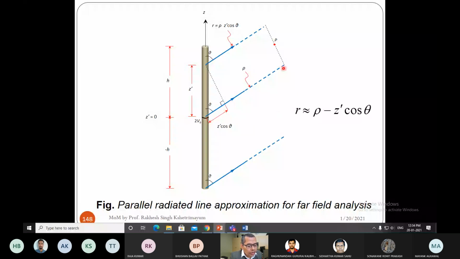So the distance between the observation point and origin is rho, if we call it. Then if this is z dash, this is z dash cos theta. So r would be, if you call this r, the distance between the source and observation is r, and the distance between the observation point and the origin is rho, then r will be rho minus z dash cos theta. This theta is the angle.